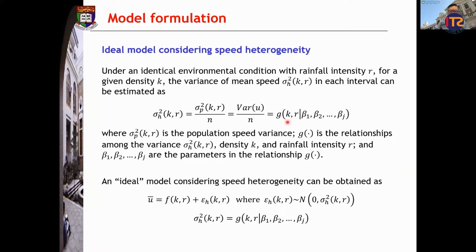K stands for density, representing the traffic condition, and R, the rainfall intensity, describes the environmental factors, and beta are just the parameters. In this case, I can then specify the function U bar, the mean speed for the detector, as a function of density and rainfall plus this speed heterogeneity function. And this function follows a normal distribution with mean zero and the variance governed by this established function.